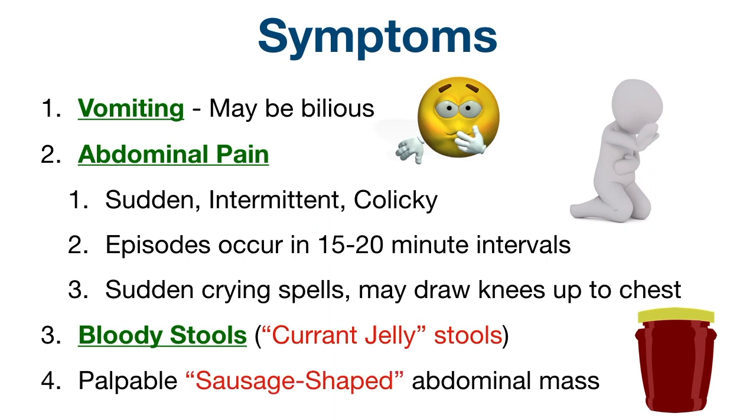Finally, there is one more important buzzword to know. This is more of a sign rather than a symptom, but commonly shows up on board exams. There may be a sausage-shaped abdominal mass on palpation during the physical exam. Sausage-shaped abdominal mass is a common buzzword, so the 2 important buzzwords to know here are highlighted in red. Remember currant jelly stools and sausage-shaped abdominal mass.